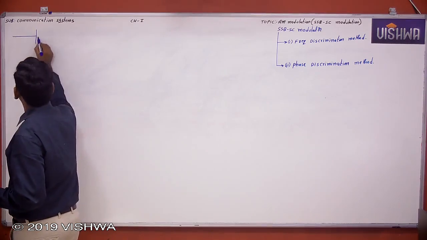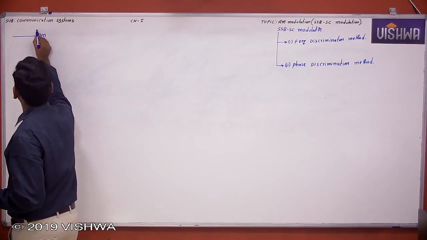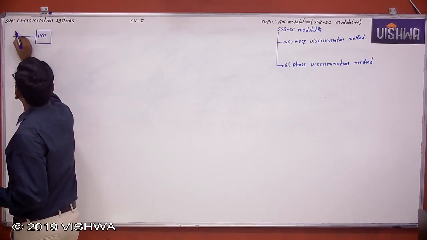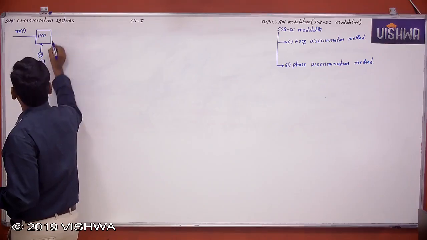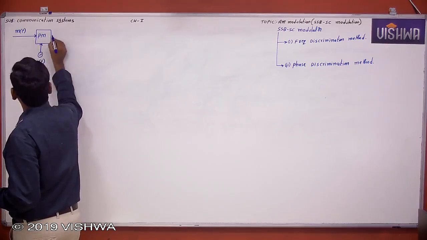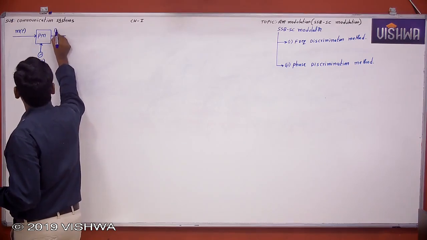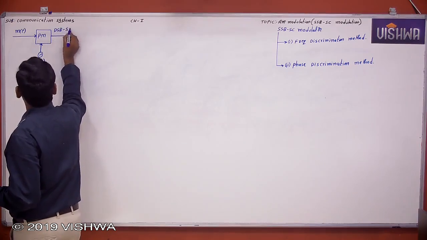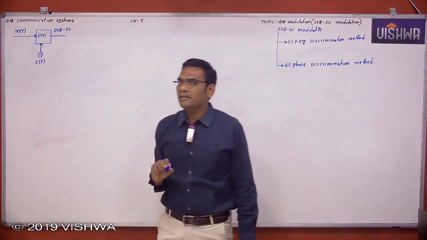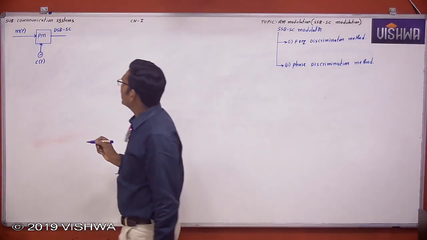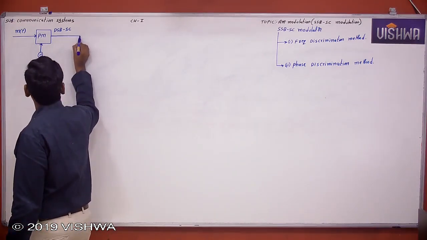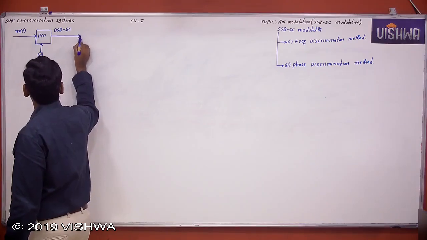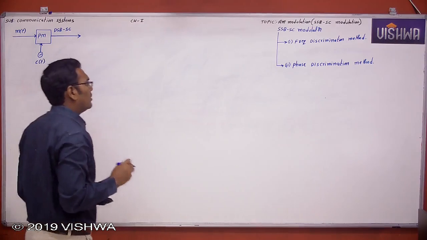This is the product modulator or balanced modulator. Now this is the message signal and this is the carrier signal. The message signal multiplied with the carrier signal is nothing but a DSB-SC signal. Now we don't want a DSB-SC signal, we want an SSB, a single sideband. I don't want two sidebands, I want only one sideband. Am I not?